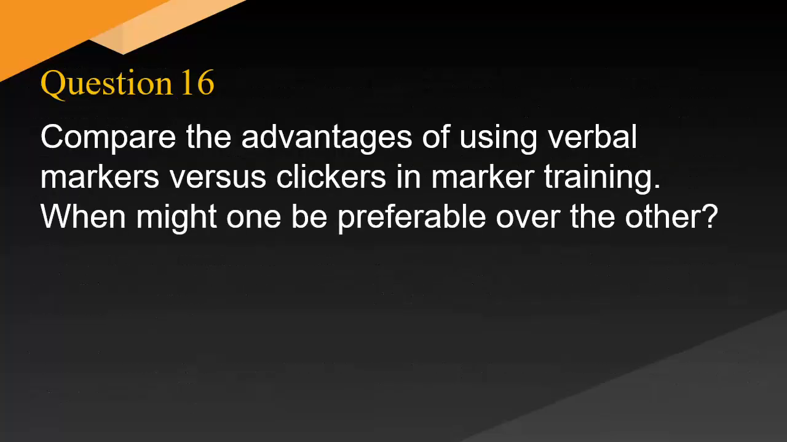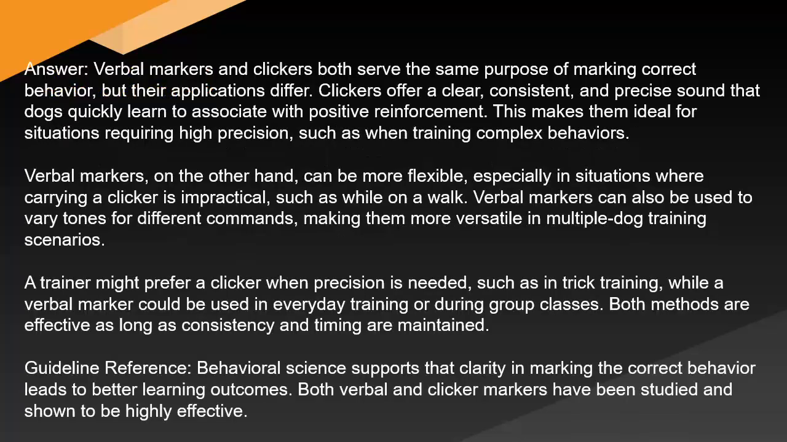Compare the advantages of using verbal markers versus clickers in marker training. When might one be preferable over the other? Verbal markers and clickers both serve the same purpose of marking correct behavior, but their applications differ. Clickers offer a clear, consistent, and precise sound that dogs quickly learn to associate with positive reinforcement. This makes them ideal for situations requiring high precision, such as when training complex behaviors.